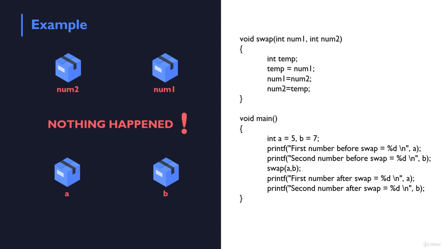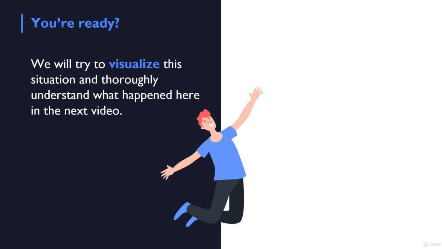So I hope that you are ready, and in the next video what we are going to do is try to visualize this whole situation of the swapping and thoroughly understand what happened here and why it seems that things were not working as expected. And also we are going then to describe and to learn why we should consider using pointers and when we should use them and how we should use them.